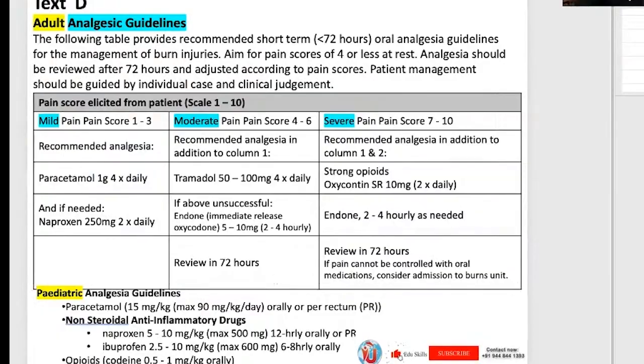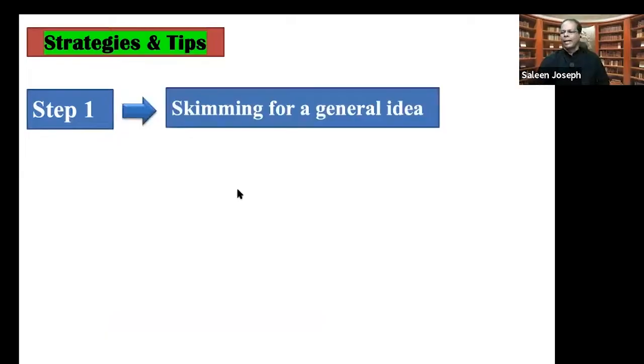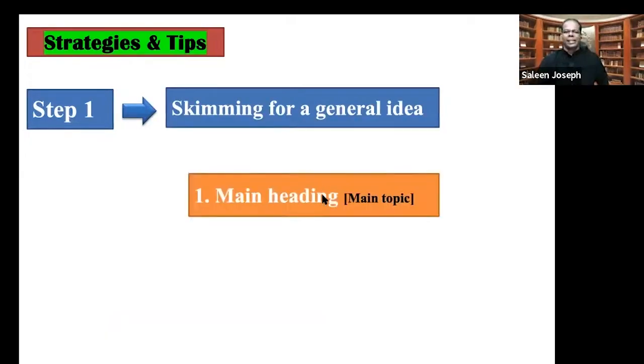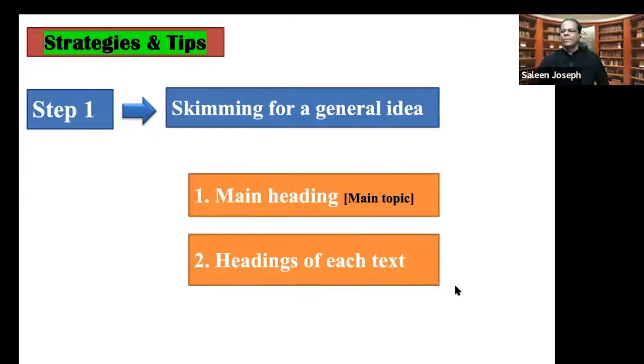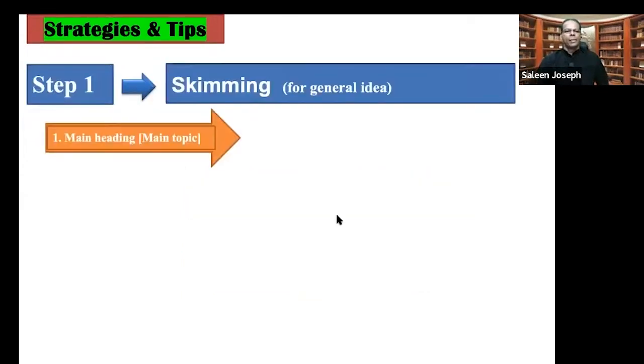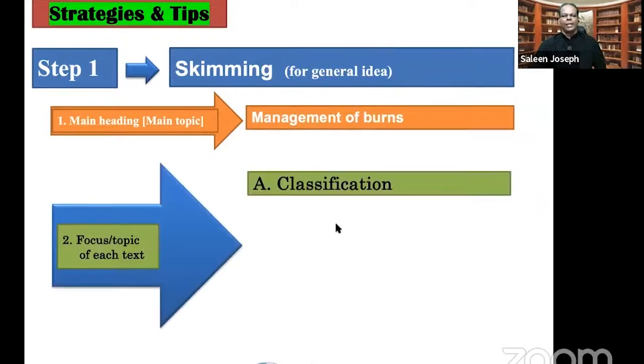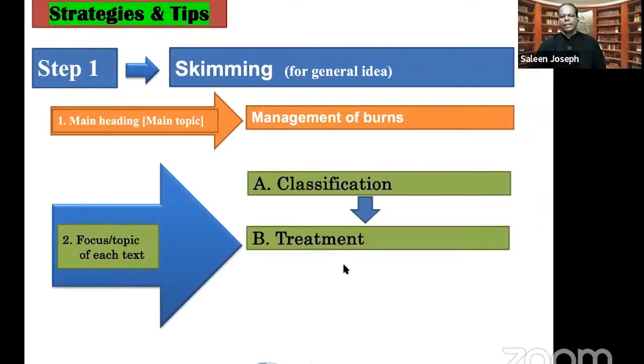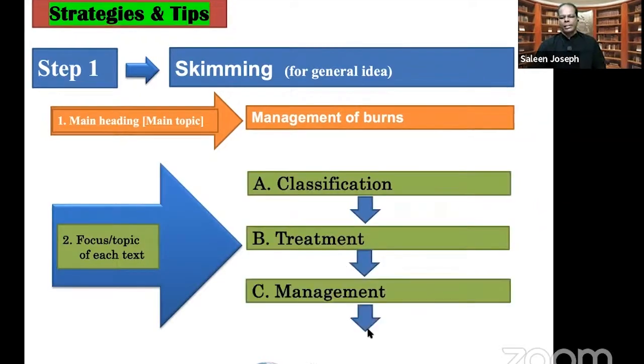Time. Step 1, skimming for a general idea. That's what we did: the main heading and the headings of each text, the subheadings. These are the things we have to look into. Then step 2, focus on the topic of each text. Okay, classification, treatment, management, guidelines. That's what we have done already.